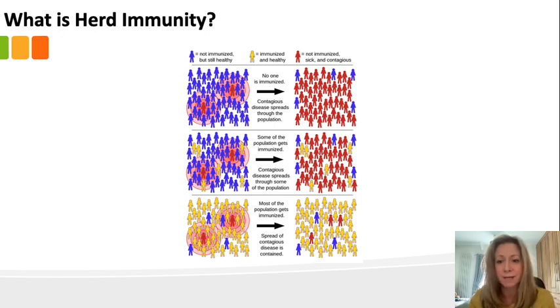If we look at the slide, we can see how contagious disease spreads rapidly throughout the population when no one is immunised, how it spreads moderately when some of the population are immunised, and how very few people are infected when the majority of the population are immunised. In the case of the latter, the disease finds it difficult to spread, resulting in containment of the disease.